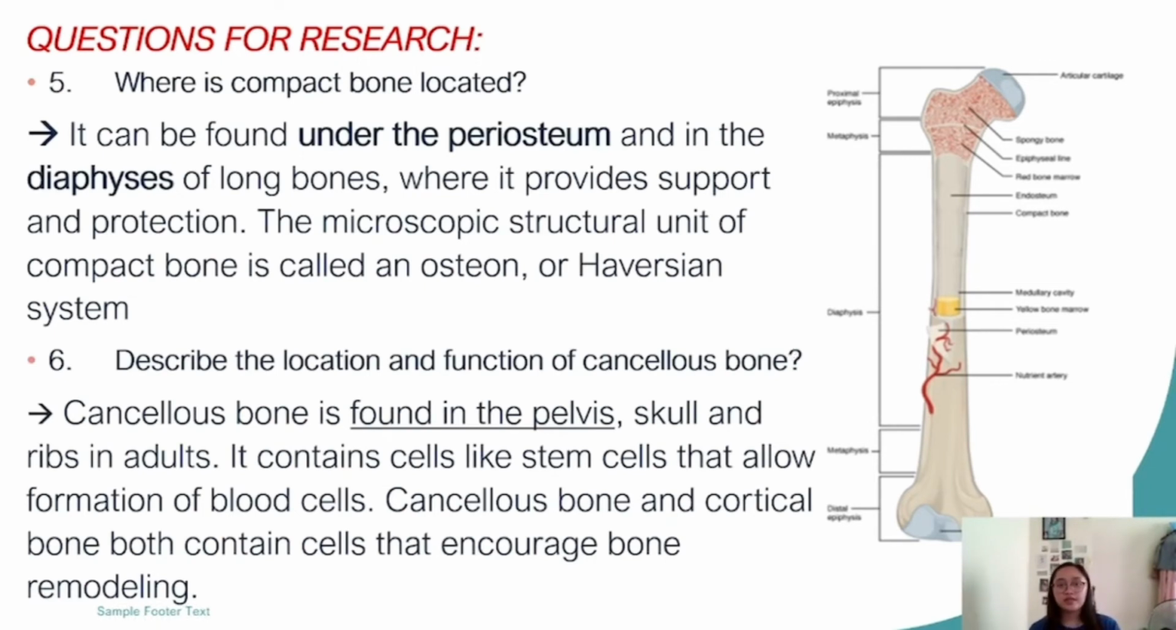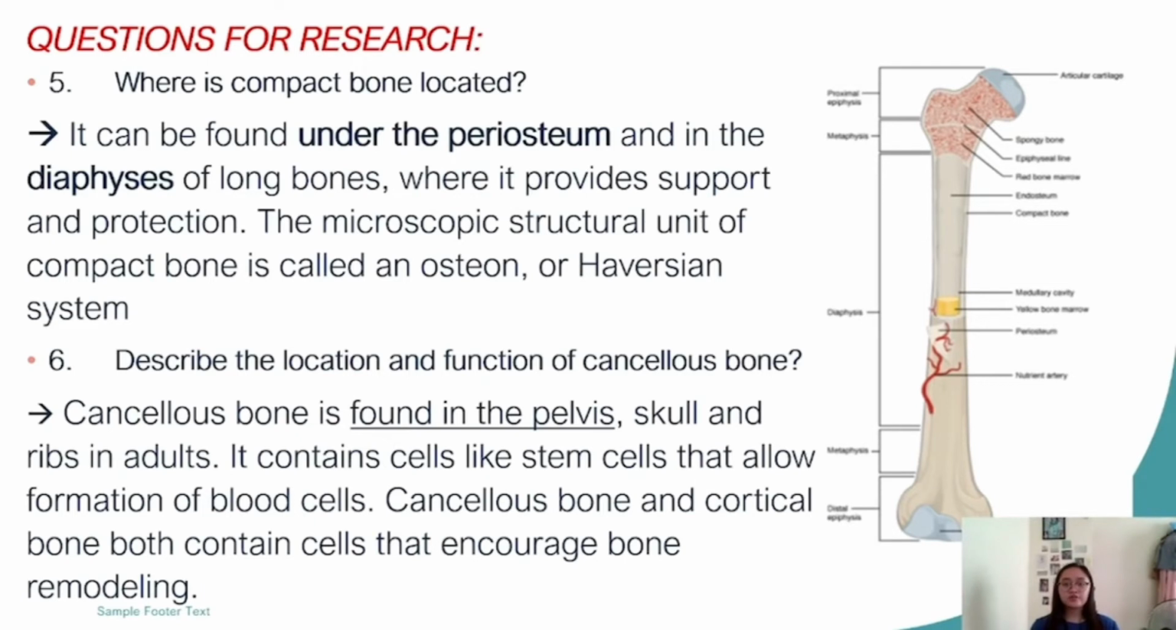Compact bone is located or can be found under the periosteum and in the diaphysis of a long bone, where it provides support and protection. The microscopic structural unit of compact bone is called an osteon or Haversian system. Number 6. Describe the location and function of cancellous bone.